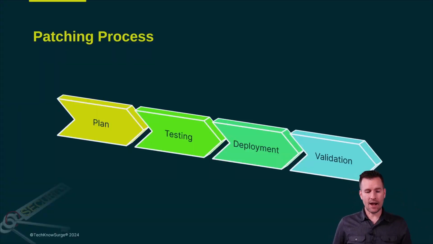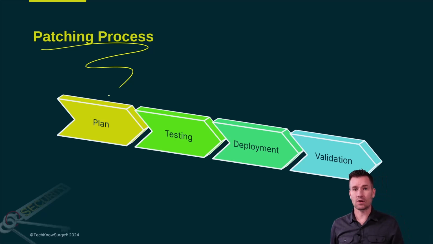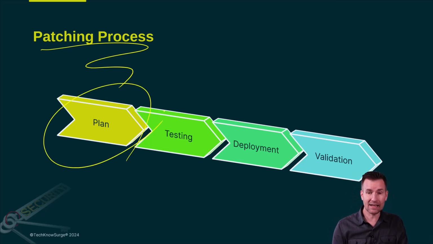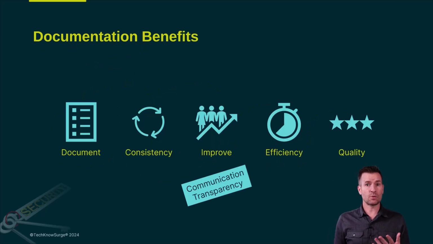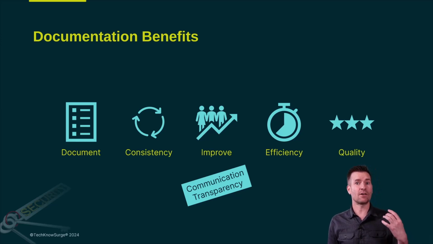Here's a fairly generic patching process that you can go through, and I've got it down to 4 stages. Now, every environment is a little different, but essentially we're going to go through a planning phase, a testing phase, deployment, and validation. Let me remind you that the more we can document and refine a process, the easier it's going to be for us and all the rest of the employees.